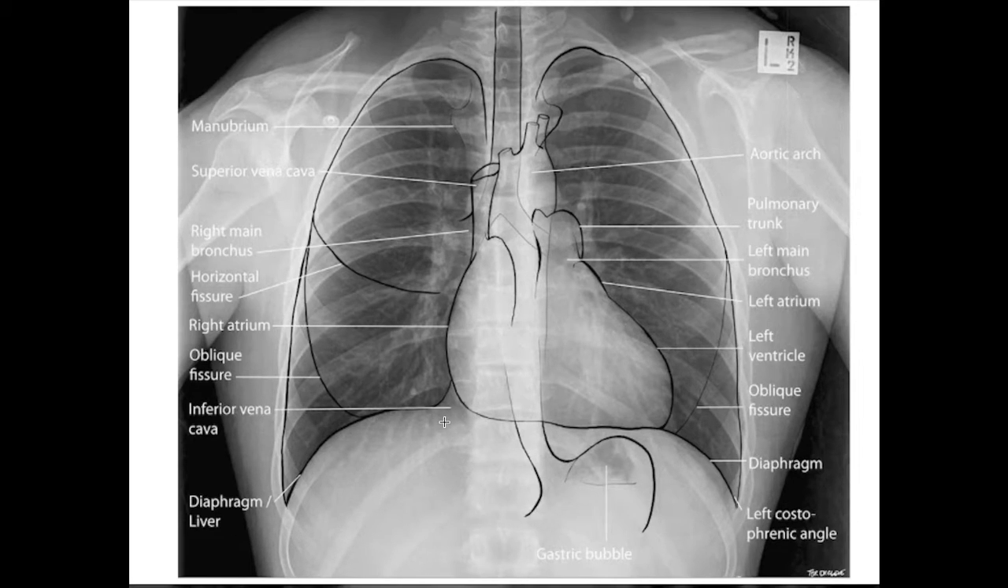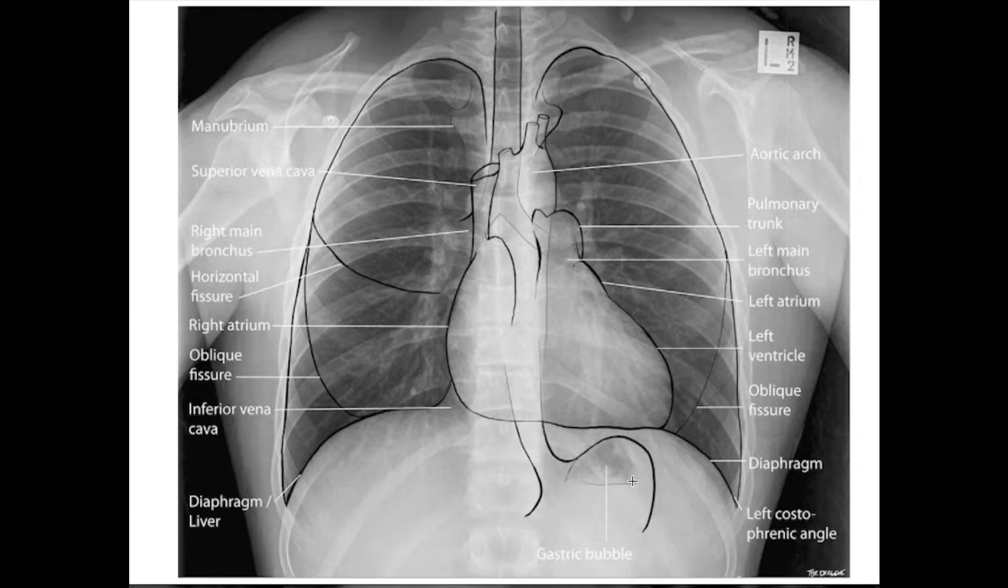This is very important. The diaphragm has to be included, and you have the right costophrenic angle. The reason why it's called costophrenic, the phrenic means diaphragm, pertaining to the diaphragm, and costo is pertaining to the rib, or the costal region right here. So you have the right costophrenic angle and the left costophrenic angle. These should not be cut out of a chest radiograph. If they are cut, then the chest radiograph has to be repeated.